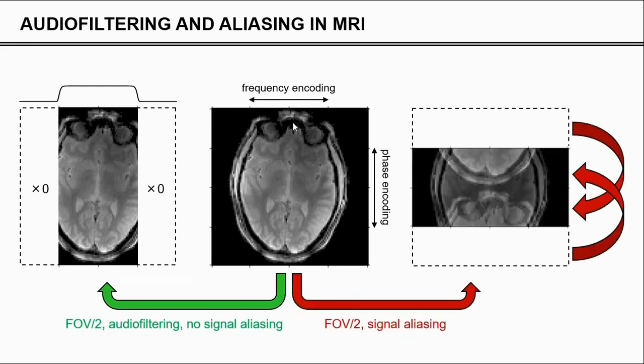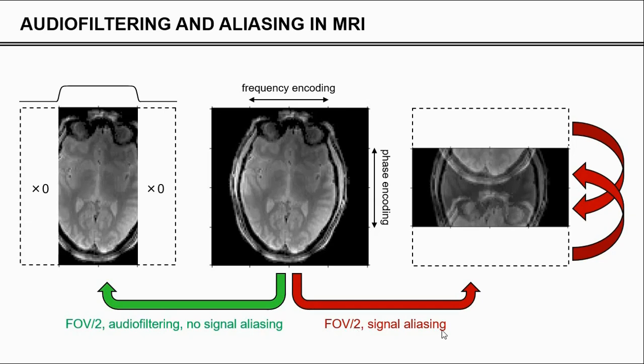If you do the same thing in the phase encoding direction, the phase encoding is an indirectly sampled dimension. Therefore, the signal that was here is folding over to the front, and the signal that was on the front folds back to the back of the brain. And so there is signal aliasing.